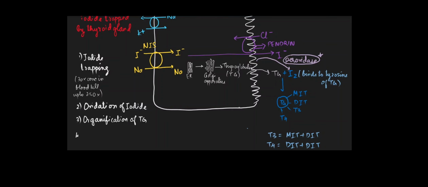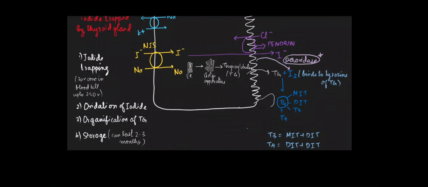Thus, the follicular colloid contains large amounts of iodinated thyroglobulin with embedded MIT, DIT, T3, and T4. This forms a vast storage pool capable of supplying the body's needs for 2 to 3 months. Clinically, this storage explains why hypothyroid symptoms often appear only gradually after iodine deprivation.